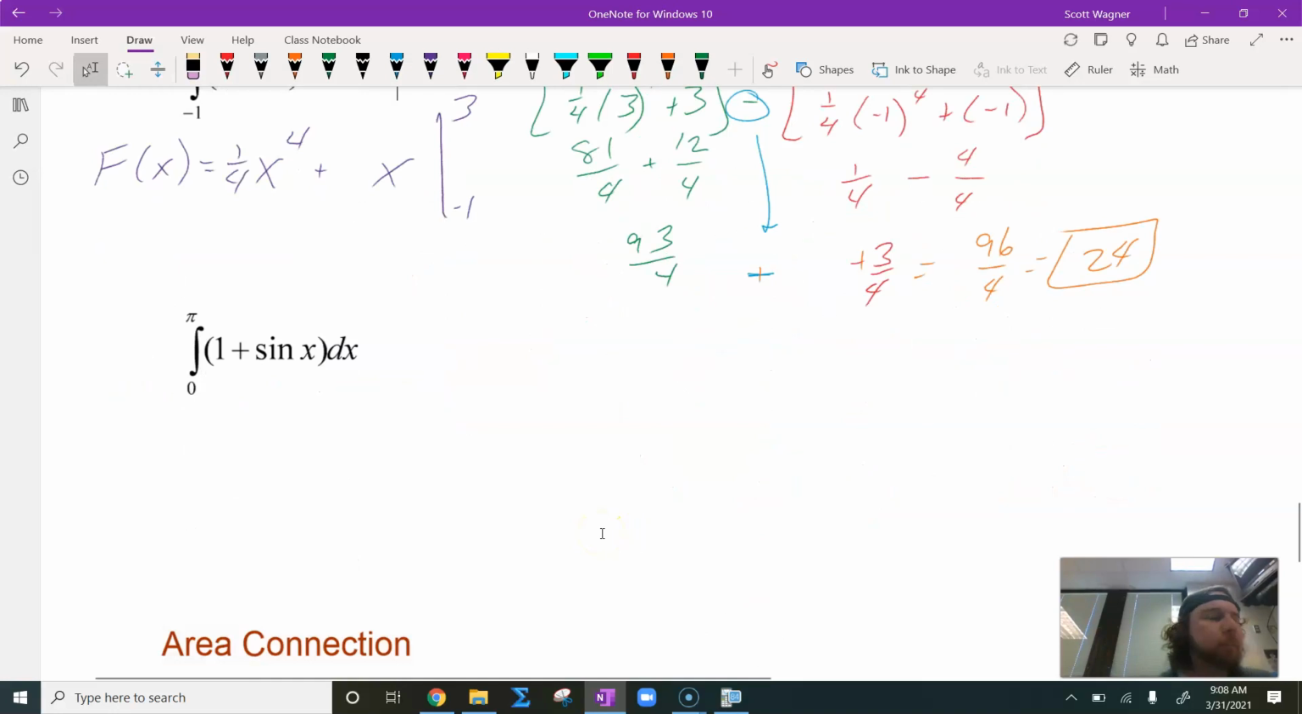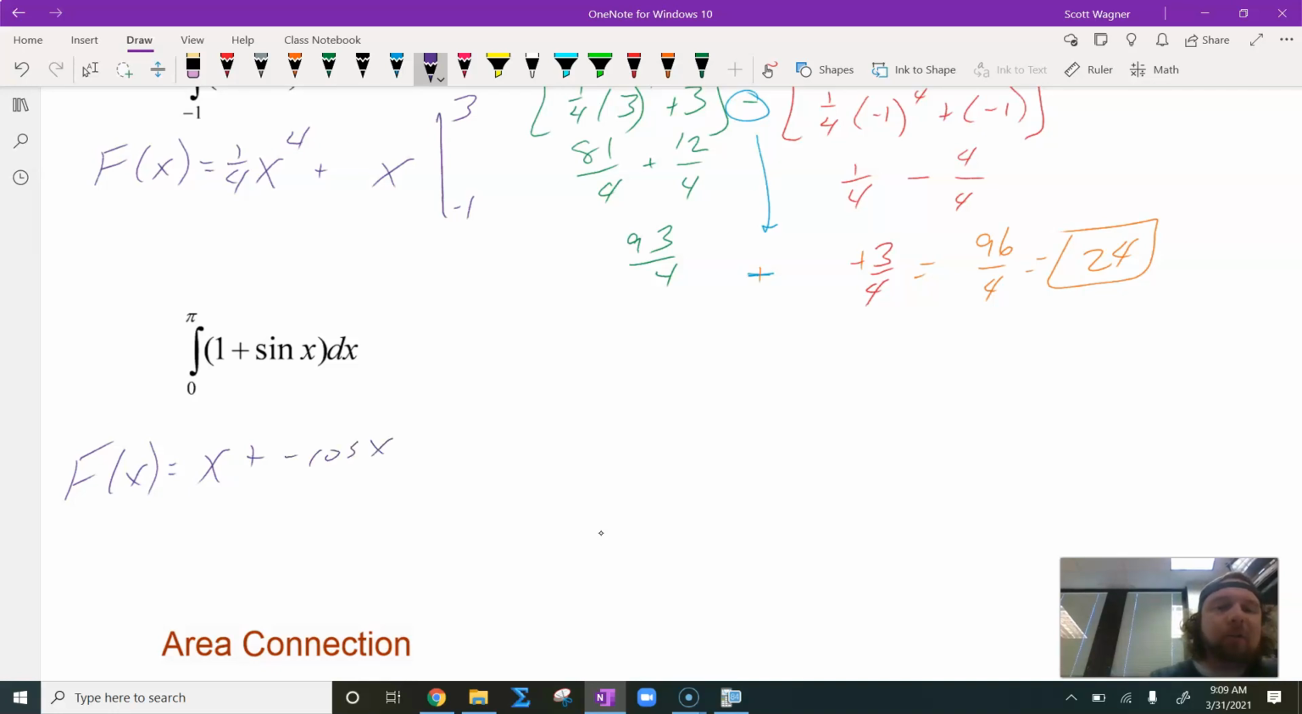How about one with trig? Evaluate from 0 to pi of 1 plus the sine of x. So again, we start off by trying to figure out what is the antiderivative of 1 plus sine x. What function gives you a derivative of 1? That would be x. And then what function gives you a derivative of sine x? Not what is the derivative of sine, what function gives you a derivative of sine x? Well, that would be a negative cosine of x.